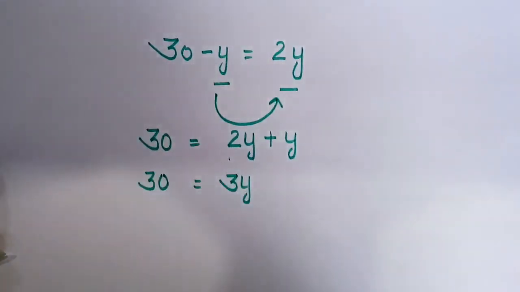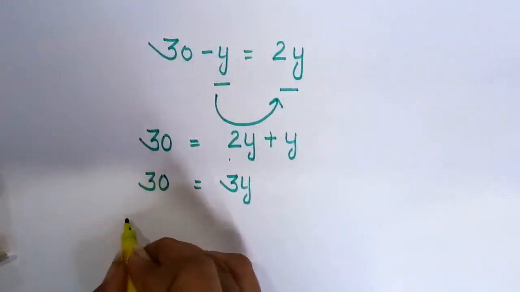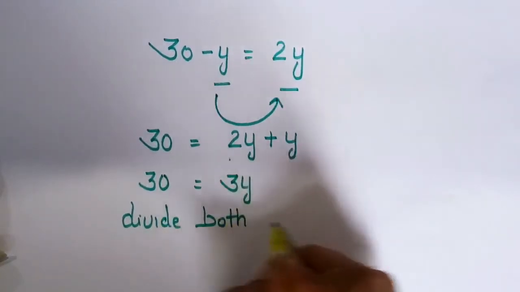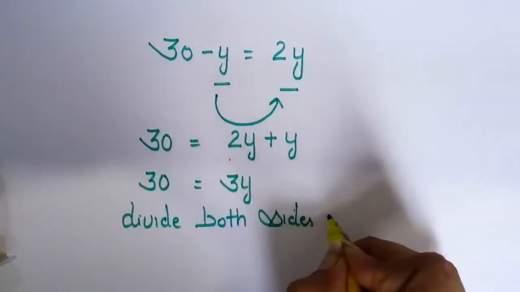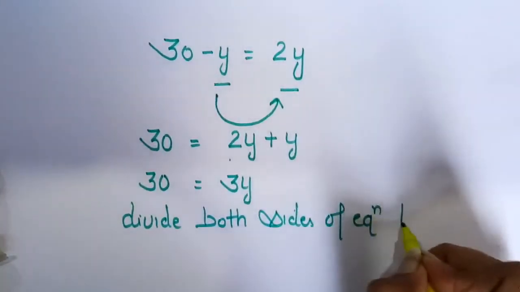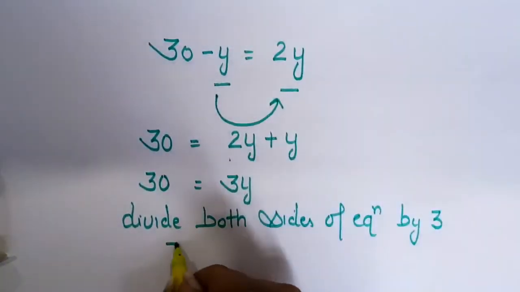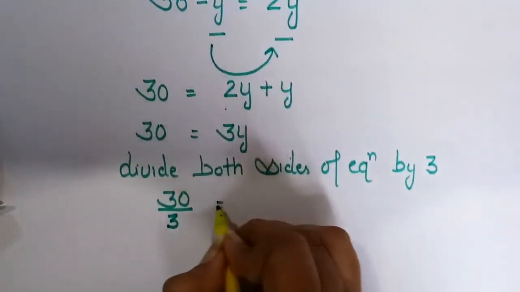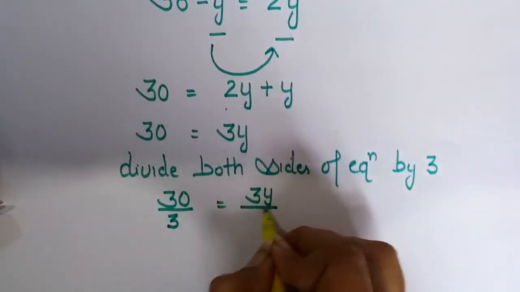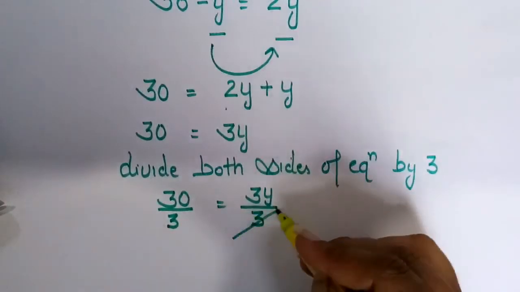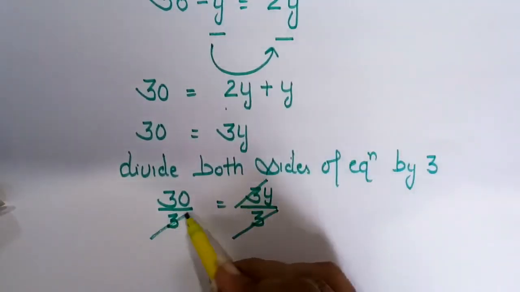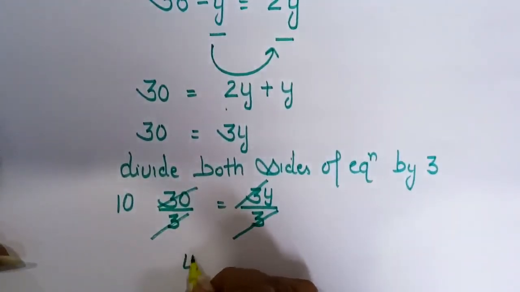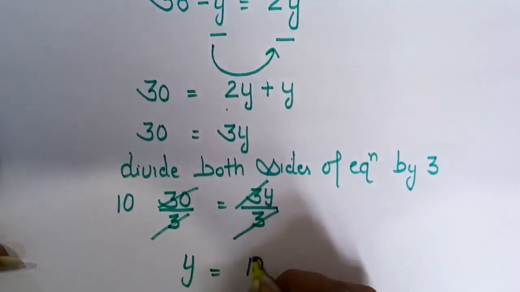Now 2y plus y, which is equal to 3y, and here 30. Now divide both sides of equation by 3. So 30 divided by 3 is equal to 3y divided by 3. So here 3 cancelled out by 3 and 30 divided by 3, that is 10. So we get y is equal to 10.